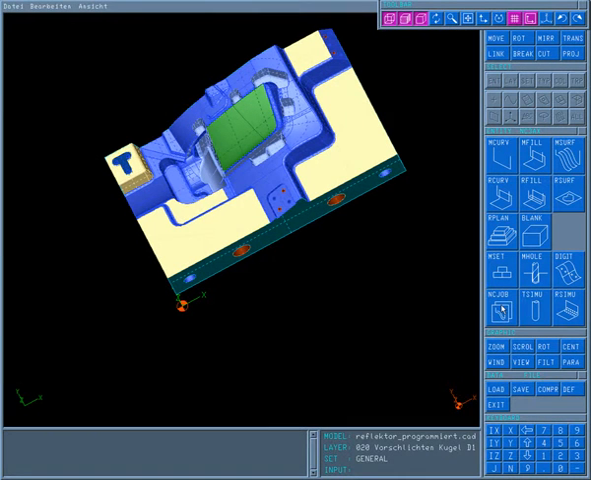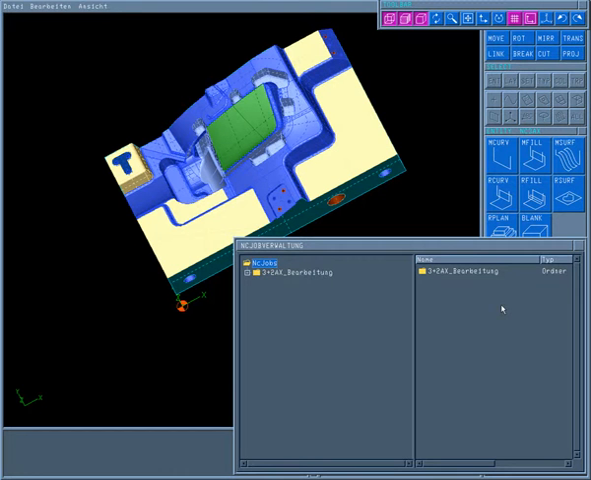TEBIS NC Job technology offers a solid basis for methodical NC programming. All parameters and machining sequences are stored as templates and thus can be transferred at any time to parts with a similar structure.